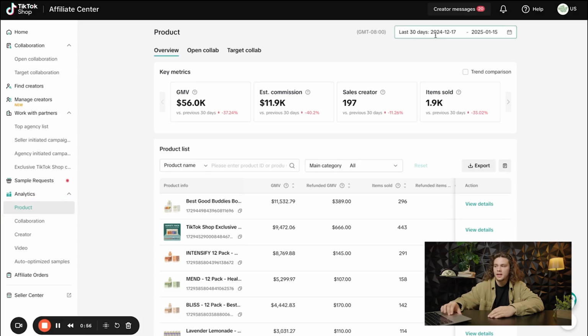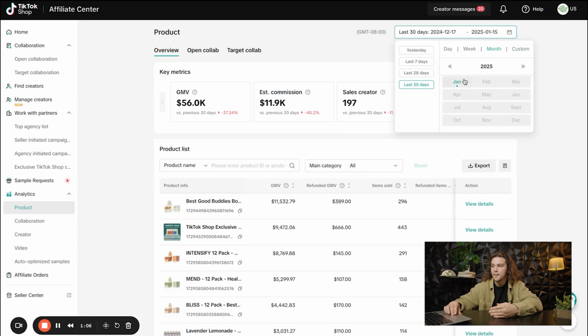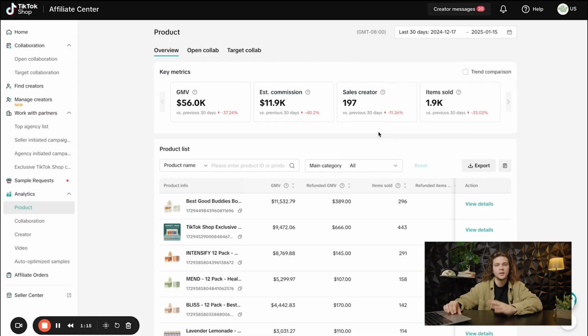Now, every single one of these can be sorted by a specific date range, and we can go back as far as 6 months. Now, we can't view the data of the past 6 months, but if I click on month, I can go back all the way to August of last year. This product display is moderately helpful, but essentially what this is telling us is which of our products have done the best with affiliate creators. And of course, all of the associated data corresponding to it.